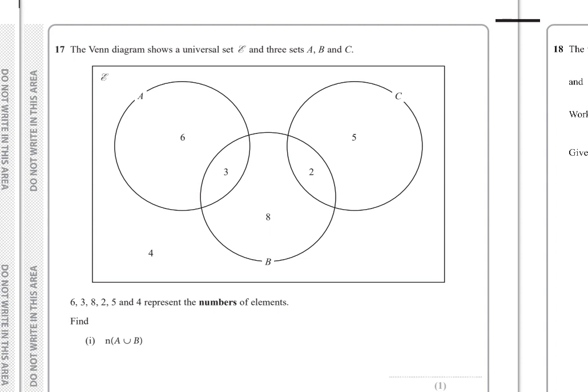17. The Venn diagram shows a universal set and 3 sets A, B, and C. 6, 3, 8, 2, 5, and 4 represent the number of elements. Find n of A union B, means number of A union B. To find the number of A union B, add 6 plus 3 plus 2 plus 8, because this number is the number of elements in each region. So 6 plus 3, 9, 9 plus 2, 11, 11 plus 8, 19. So equals 19.